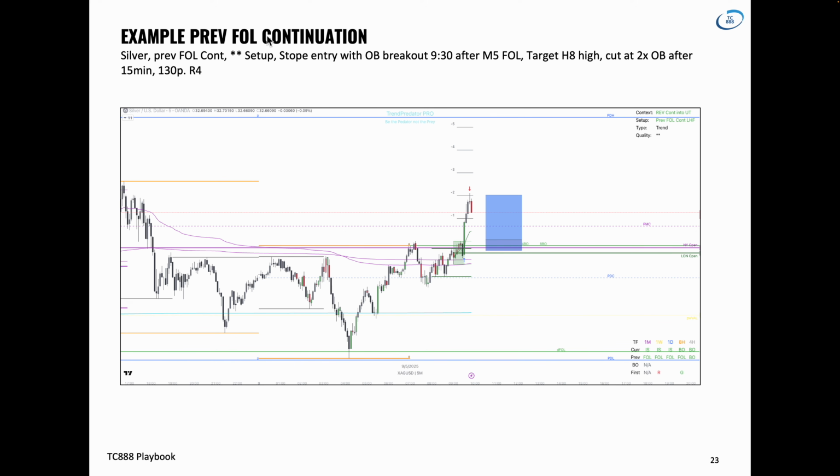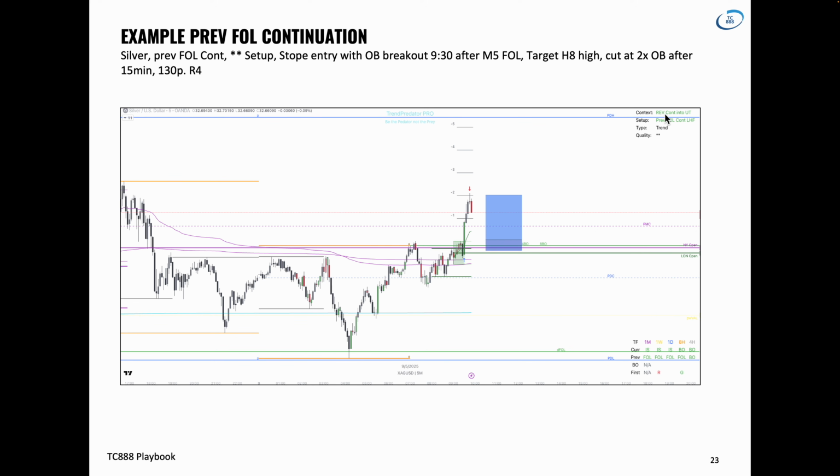That's a previous fake out low continuation on silver. 2-star setup. A stop entry I took here with open box breakout 9:30 after M5 fake out low, target 8-hour high, 2x open box. After 15 minutes it reached the target already, 130 pip R4.